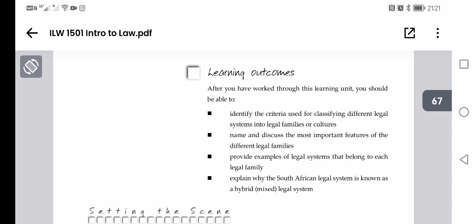Learning outcomes. After you have worked through this learning unit, you should be able to identify the criteria used to classify different legal systems into legal families or cultures. Name and discuss the most important features of the different legal families. Provide examples of legal systems that belong to each legal family. Explain why the South African legal system is known as a hybrid or mixed legal system.